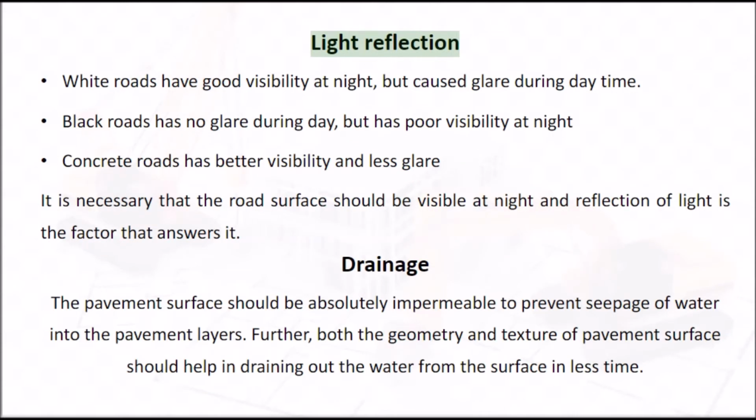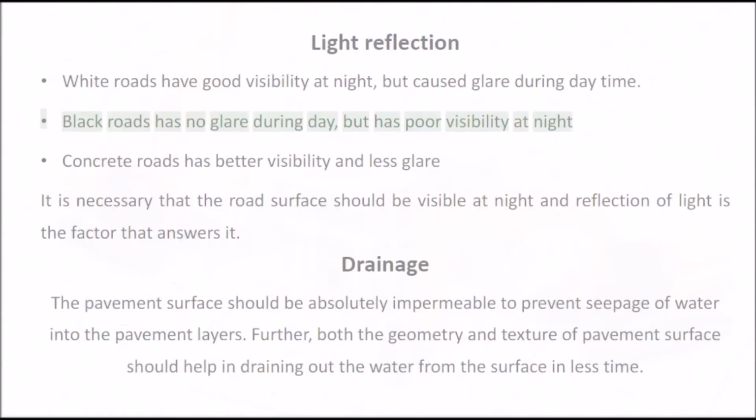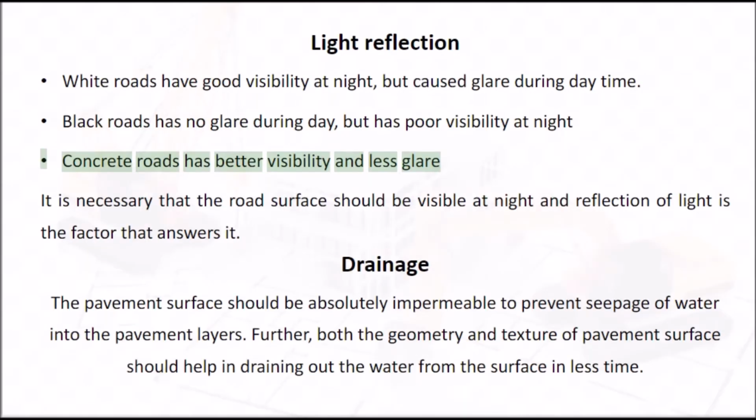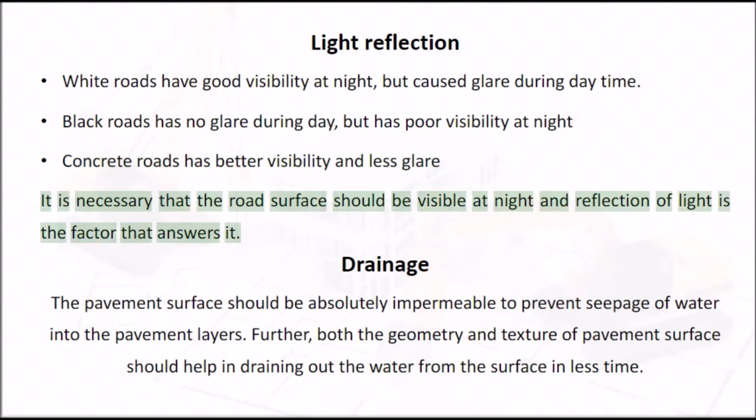Light reflection. White roads have good visibility at night, but cause glare during daytime. Black roads have no glare during the day, but have poor visibility at night. Concrete roads have better visibility and less glare. It is necessary that the road surface should be visible at night, and reflection of light is the factor that answers it.